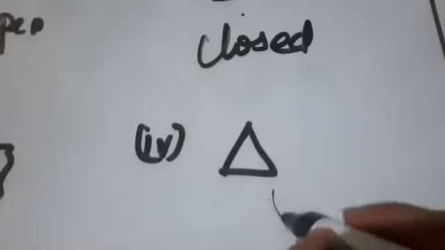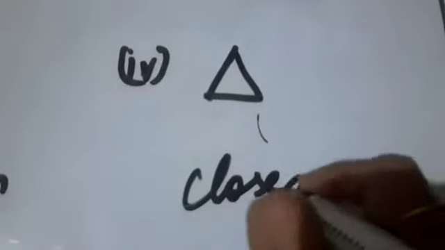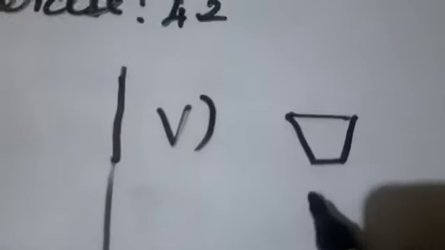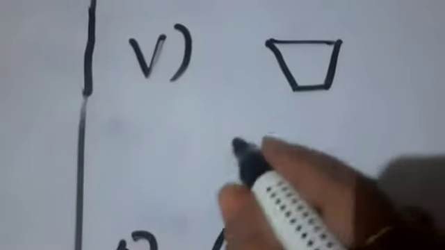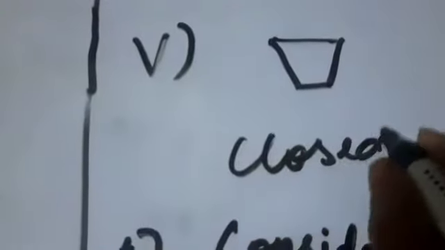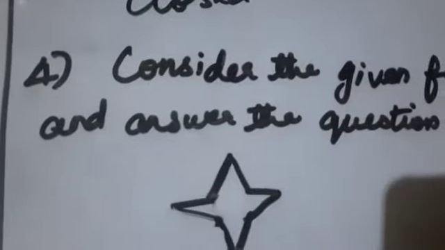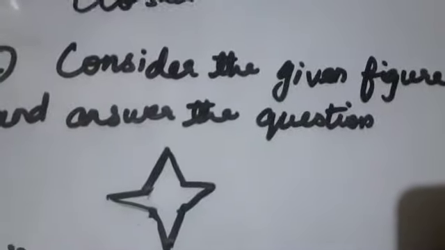Fourth problem, see, it is a closed curve. Fifth one, see, it is a closed curve. Second and third problems are your homework. Now let's solve the fourth problem.